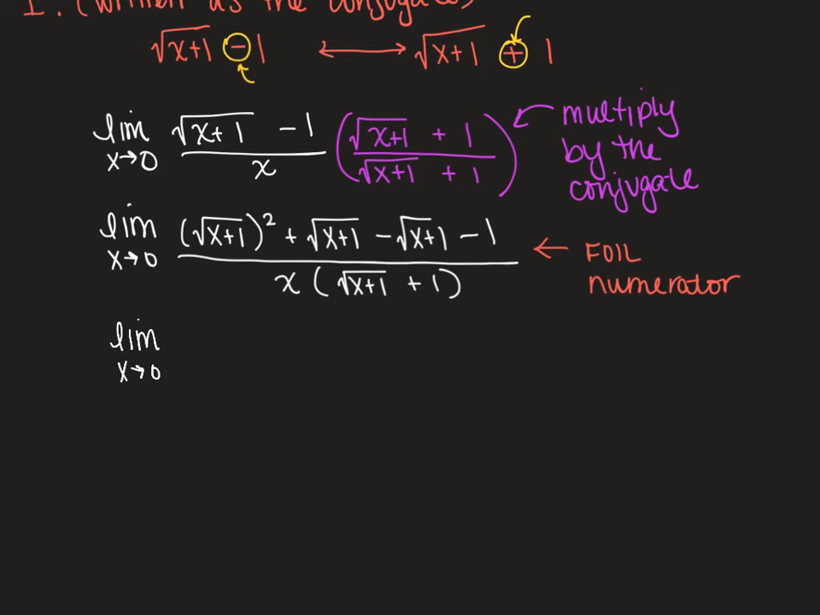When you square a square root, our first term actually becomes just x plus 1. Now if you look at my two middle terms, so I had x plus 1 plus the square root of x plus 1 and minus the square root of x plus 1. These cancel out. It's kind of like a plus something, minus something, opposites but the same. They cancel. And then I have a minus 1 on the end. And in my denominator, I still have x times the square root of x plus 1 plus 1.